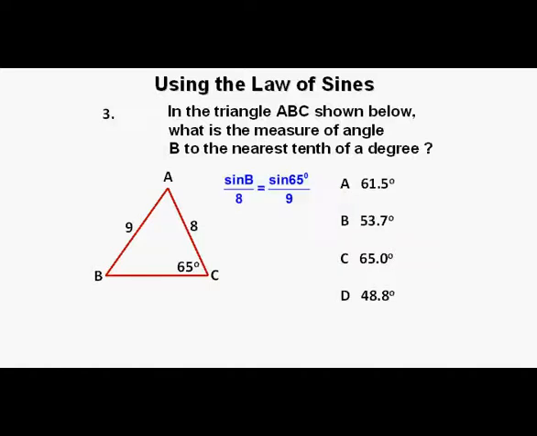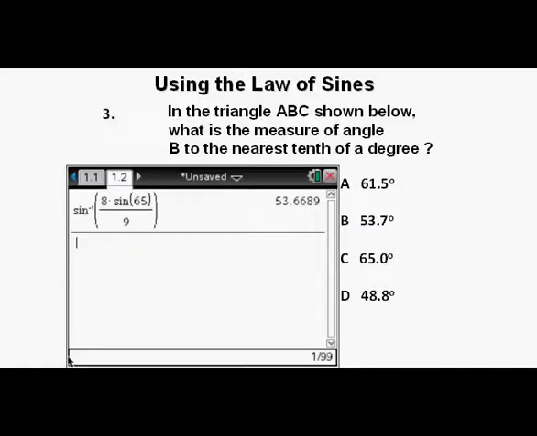Here's the setup. The sine of angle B over 8 equals the sine of 65 degrees over 9. And cross multiplying the 8, we have the sine of angle B equals 8 times the sine of 65 degrees over 9. And then the angle B equals the inverse sine, or arc sine, of 8 times the sine of 65 degrees over 9. And here it is in the calculator, and we circle our closest answer, B.